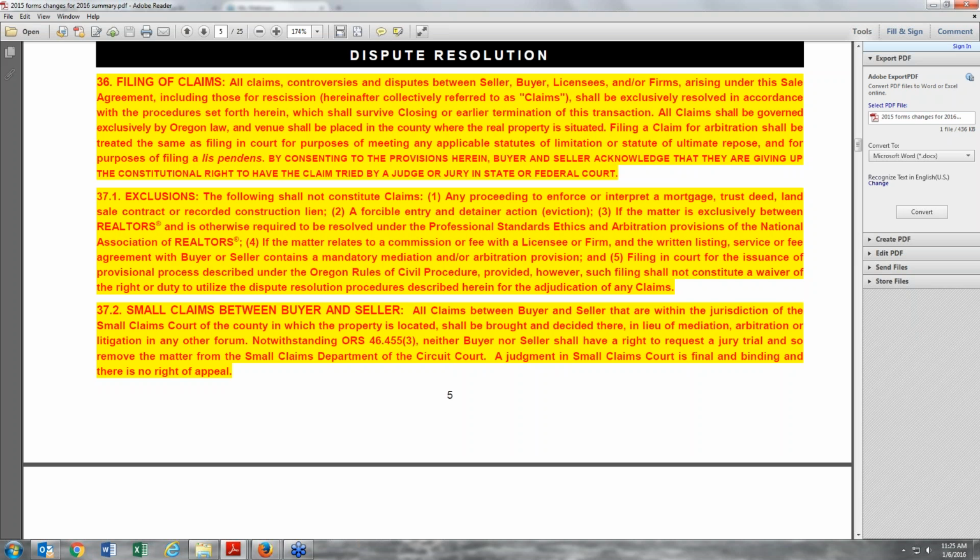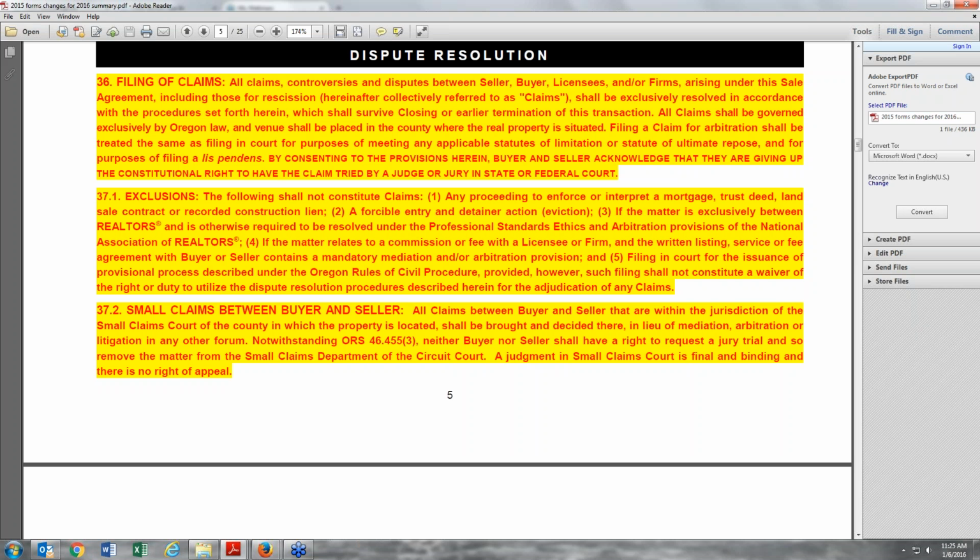In Section 36, by and large, it's all substantively the same, but I'm going to go through it anyway, because I have a feeling that a lot of people don't really focus on this because they don't anticipate there's going to be a problem, and when there is, they end up having to read dispute resolution provisions for the first time.